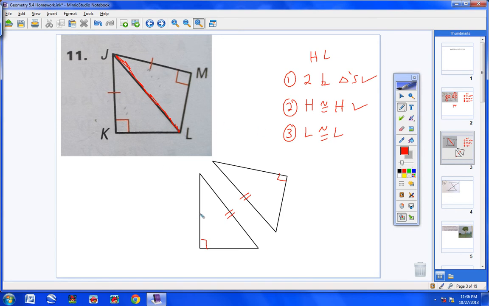Well, this side here has one slash and this side here has one slash. So yes, we have a leg congruent to a leg. So yes, all three of those things did take place. So yes, we can use the hypotenuse leg congruence theorem.